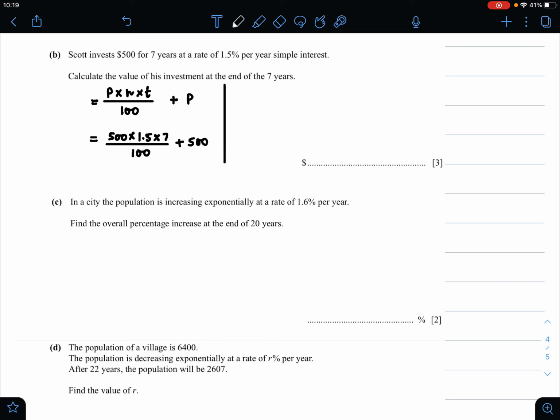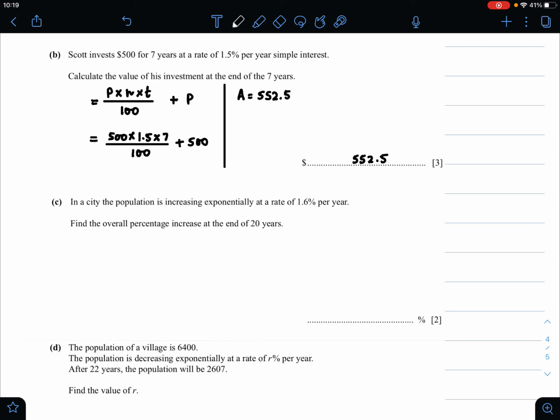So let's do that. So 500 multiplied by 1.5 multiplied by 7 is equal to 5250, divided by 100 is equal to 52.5, plus 500 is equal to 552.5. Therefore, the investment after 7 years would be equal to $552.5. So that would be your final answer for part B of this question, that is $552.5. Now let's move to part C.